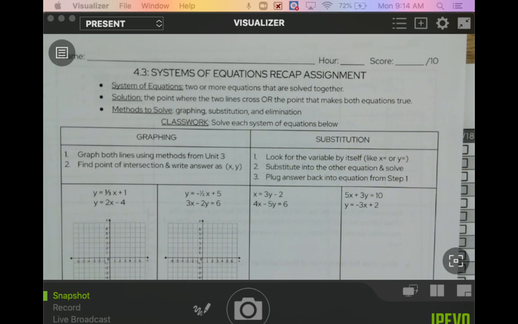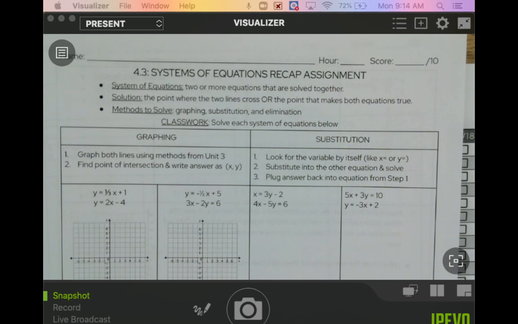Okay, first things first, make sure your name's at the top and put hour 2, 5, or 7, depending on what hour you were in. And then the front side we're going to do together. It says classwork. We're going to solve these together. The back side says independent. You're going to solve those on your own. Even if you are in person and you can work with somebody else, I really want you to stay in your seat right now so we don't end up having to go remote again.